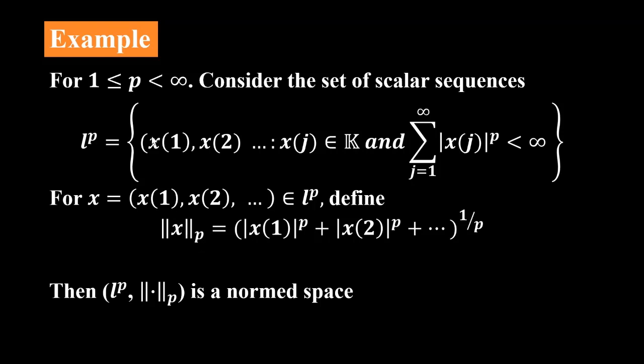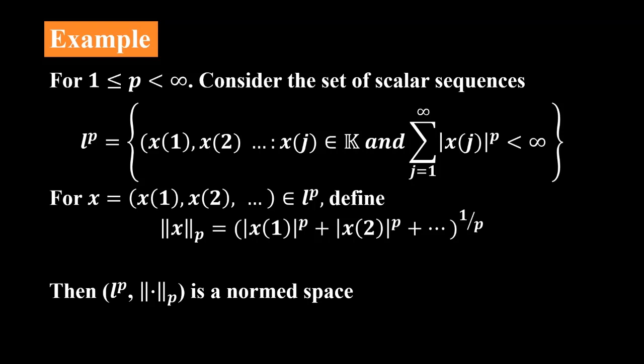If we take any y from l^p, then norm p of x plus y is less than or equal to norm p of x plus norm p of y. Also, if we take any k belonging to K, then norm p of kx is equal to |k| times norm p of x. So we can easily verify that this space l^p together with this norm is a normed space.